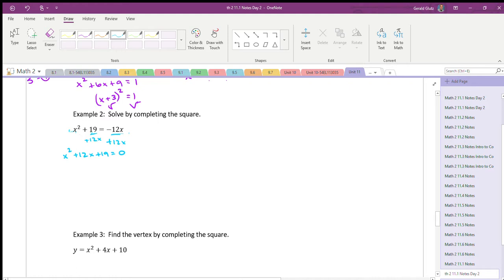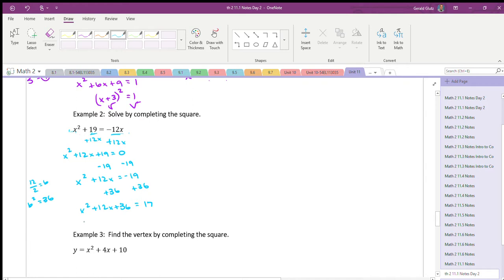So now again, we're just going to start with our first step, subtracting c, or moving c to the other side, so subtracting 19. So then x squared plus 12x equals negative 19 is what we'll be left with. Now we got to take half of b and square it. So 6 squared is 36. So that means I'm going to be adding 36 on both sides. So on the left, we'll have x squared plus 12x plus 36. And then on the right, negative 19 plus 36 is 17.